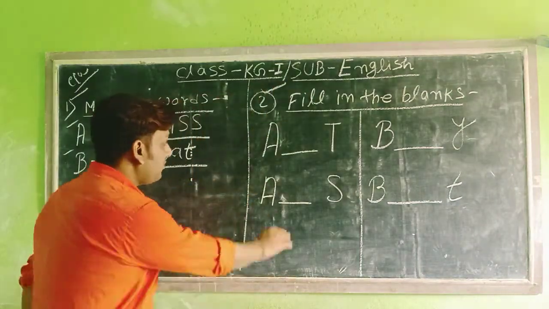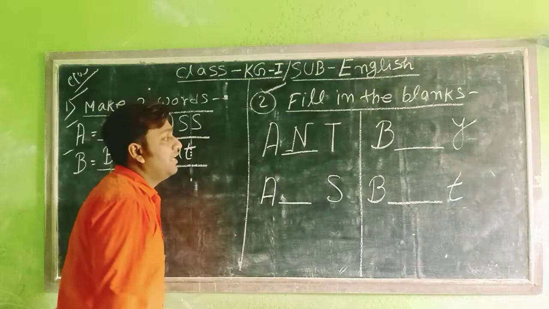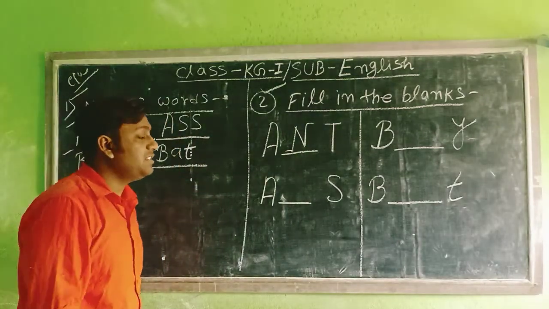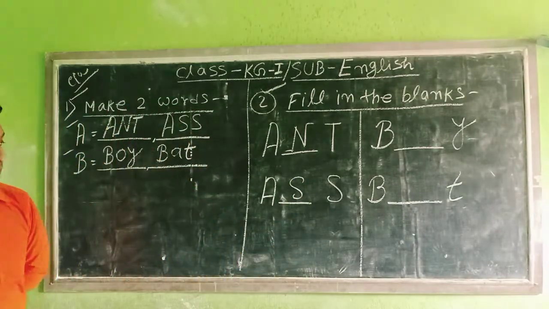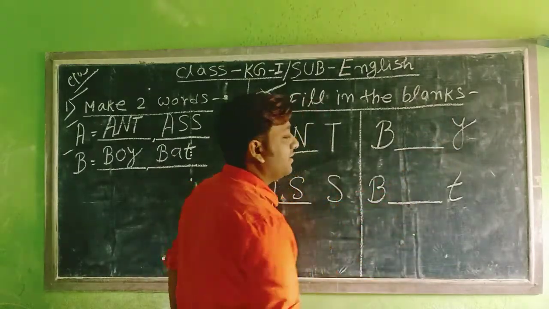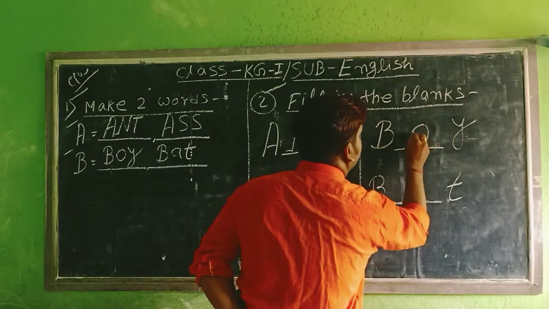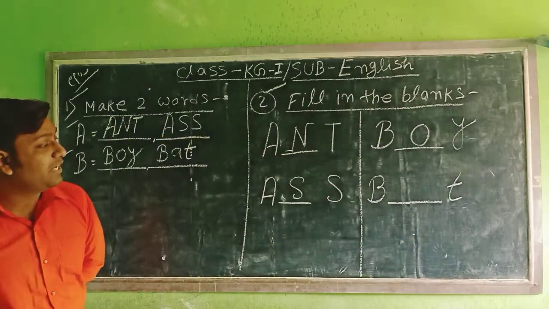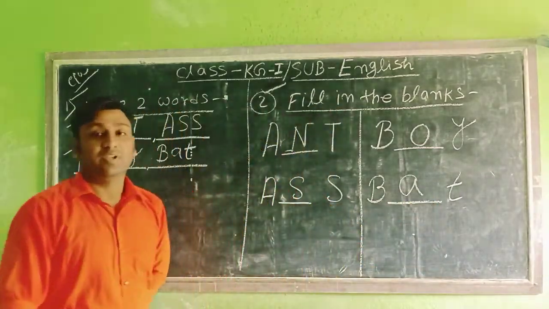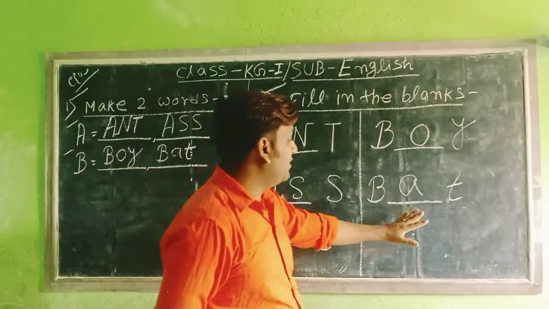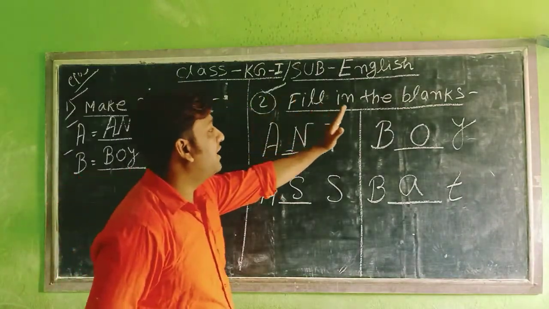A dash T: A-N-T, ant. A double S, ass. Next, B dash Y: B-O-Y, boy. Next, B dash T: B-A-T, bat. Okay, so this is our second class, where the first was make two words and this is fill in the blanks.